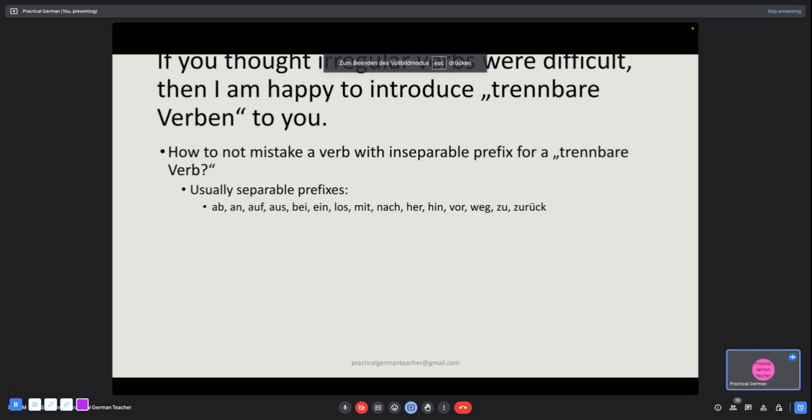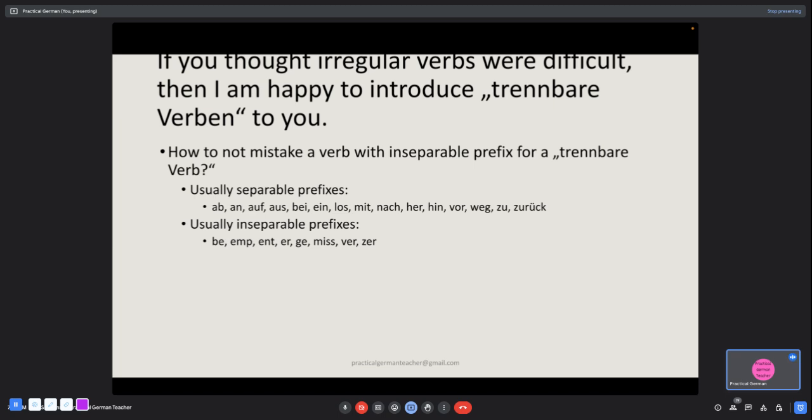If you can, it's not mandatory. Whenever you see a verb with one of these prefixes: ab, an, auf, aus, bei, ein, los, mit, nach, her, hin, vor, weg, for example abmachen, anmachen, aufmachen, ausgehen, stuff like that, if you have to take a guess, it will usually be separable. It's a Trennbare verb. Whenever you see be, emp, ent, er, ge, miss, ver, zer, it is not separable normally.